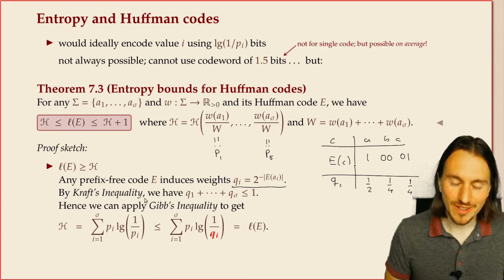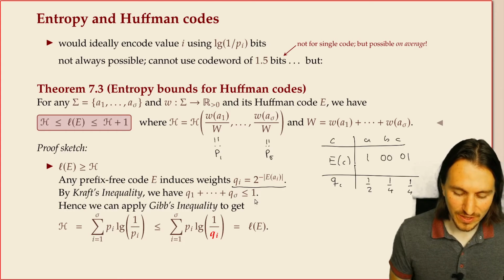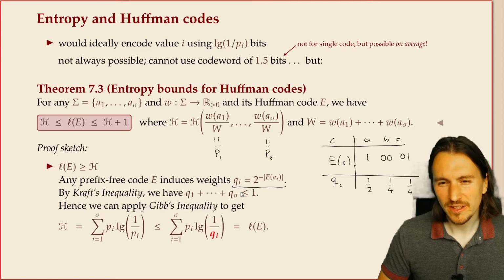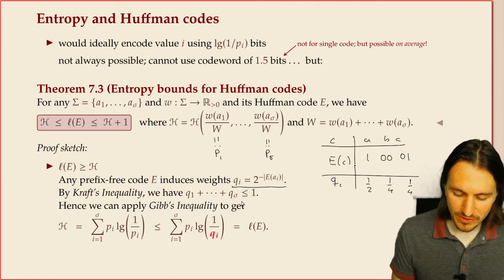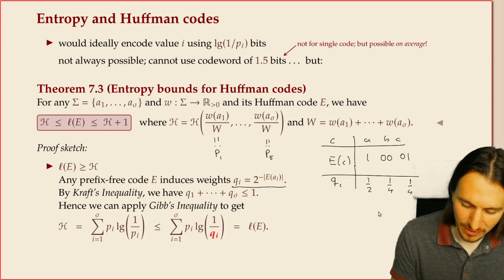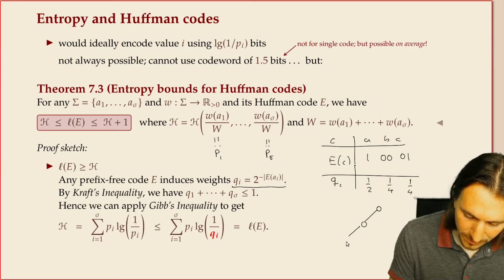Now, there's the first inequality, Kraft's inequality. It basically just says that if you sum up these Q_i, it's at most 1. And in the way Huffman codes are built, it's actually equal to 1. And that one just says if you draw the code trie for this code, let's do that in our tiny example. So we have B, C, and A.